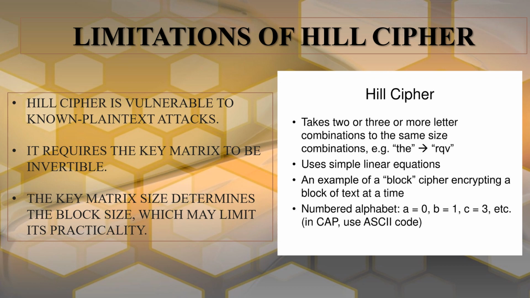An example of a block cipher encrypting a block of text at a time. In the number alphabet, A equals 0, B equals 1, and C equals 2, which does not use ASCII code.